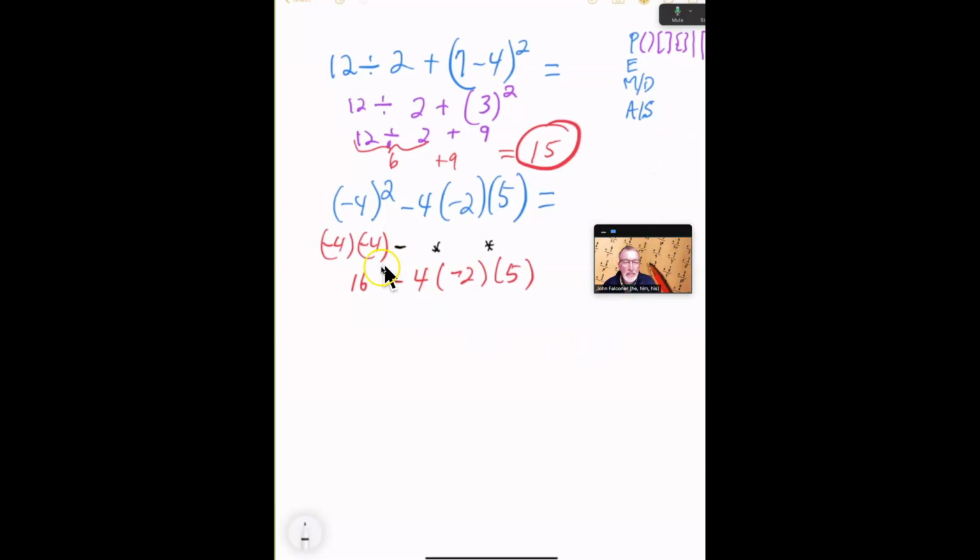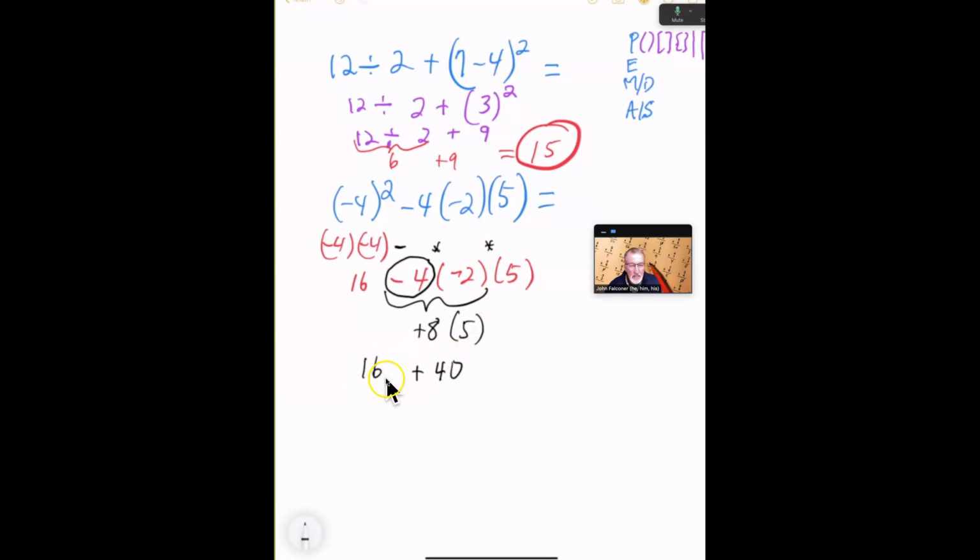So in this case, it's kind of interesting because I'm going to tell you to do something that's maybe a little counterintuitive. We've got 16 minus 4 times negative 2 times 5. And what I'm going to suggest is that you ignore this minus, the subtraction operation, and consider this a negative 4. And just do negative 4 times negative 2, and that will evaluate to positive 8. And then we have positive 8 times 5, which gives us a positive 40, and then we have 16.